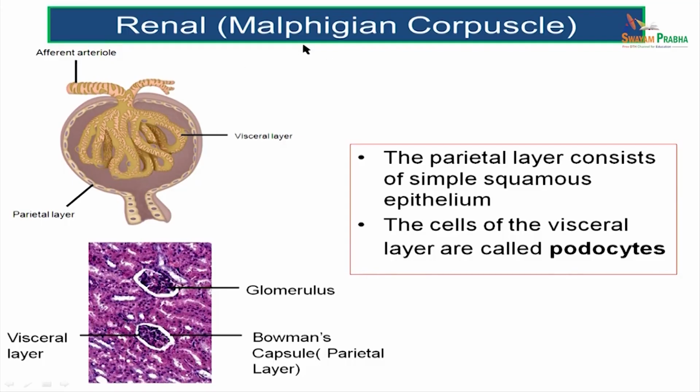Let us look at the histological details of renal corpuscle. The parietal layer of Bowman's capsule, as you can see in this histological section, is lined by simple squamous epithelium. The cells of the visceral layer which embrace the capillaries are called as podocytes. This podocyte requires little more detailing, which we will be seeing in the next slide.